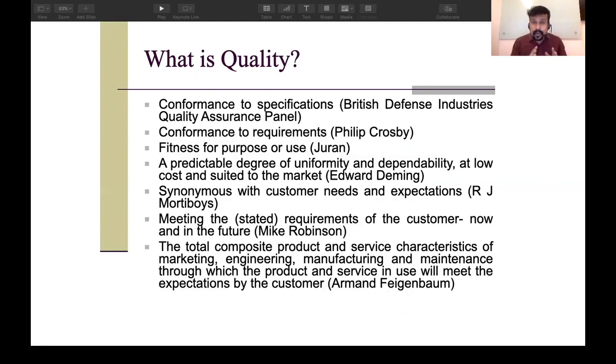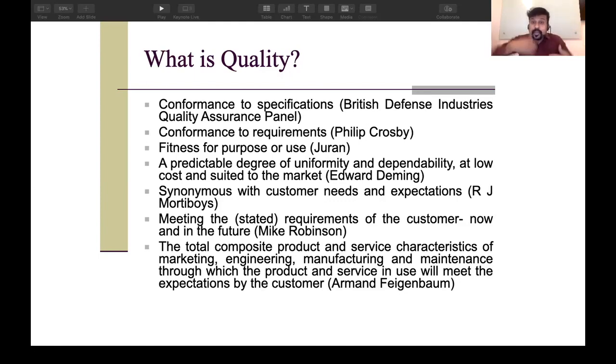And according to Philip Crosby, the definition is conformance to requirements. What is the difference between requirement and specification? Requirement is different and specification is different. Let us understand the difference. Now coming to requirement, let me take an example of a mobile phone. You are expecting a mobile phone with very good camera quality. This is the requirement from you as a customer.